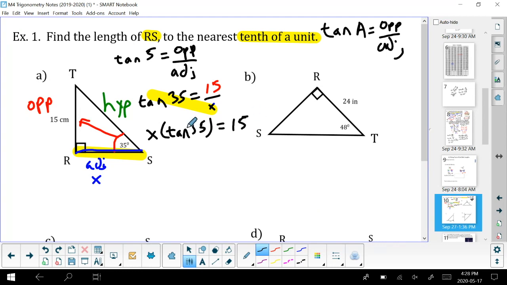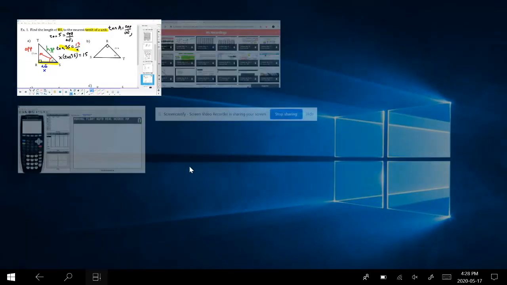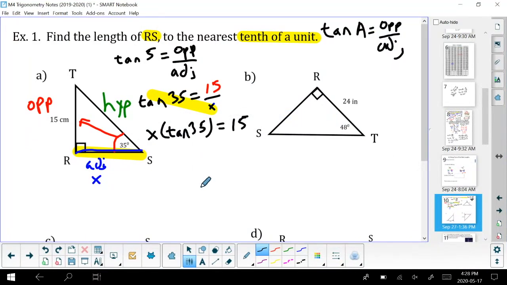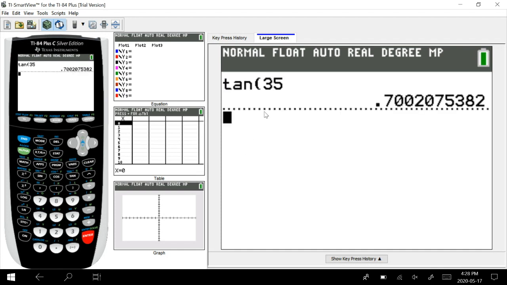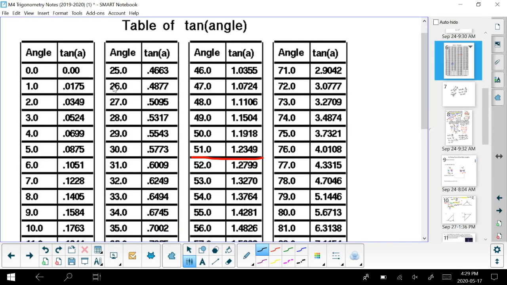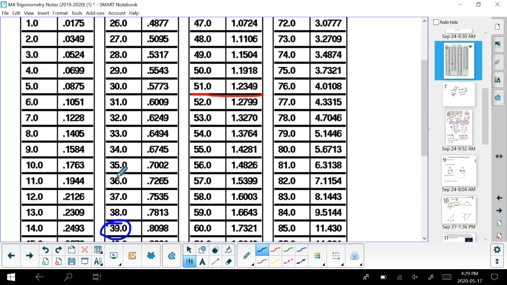Now, tangent of 35, if I were to punch that into my calculator, all it does is it gives us a ratio. So the tangent of 35 degrees gives us a ratio of 0.7. Okay, and again, if I were to go back to my chart and I look at an angle of 35 degrees, we can see that an angle of 35 degrees has a ratio of the opposite over the adjacent side of 0.7. So that's what that number is telling us.